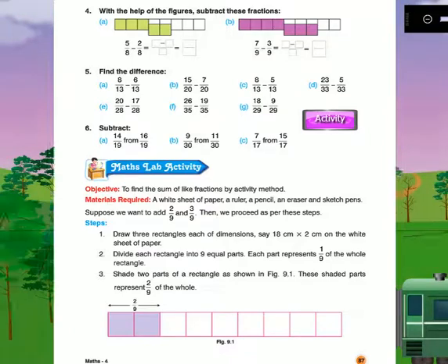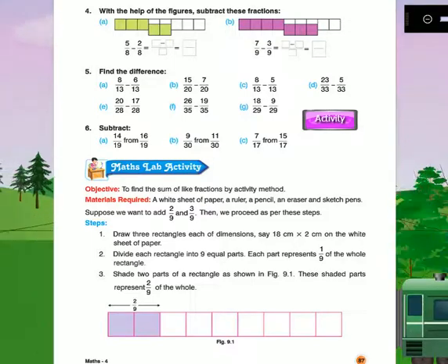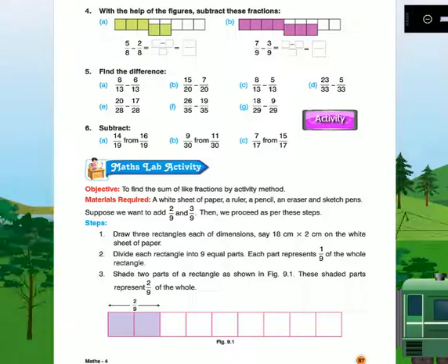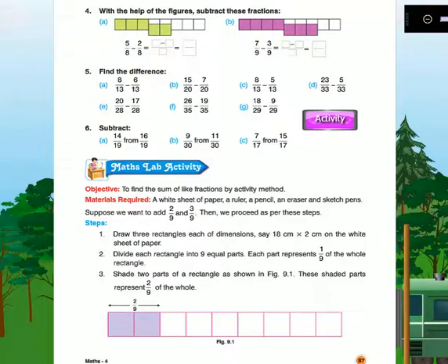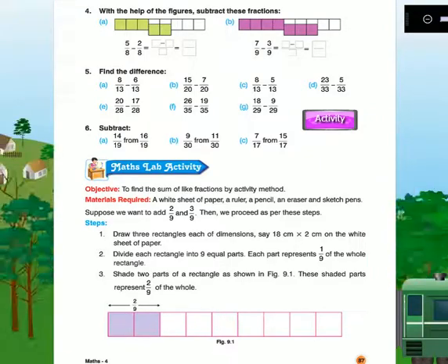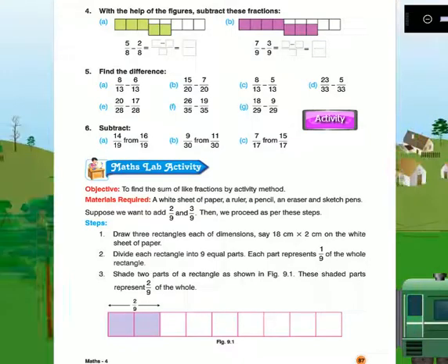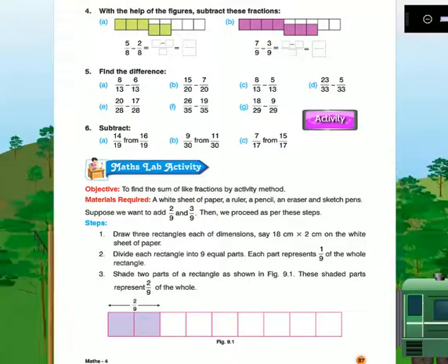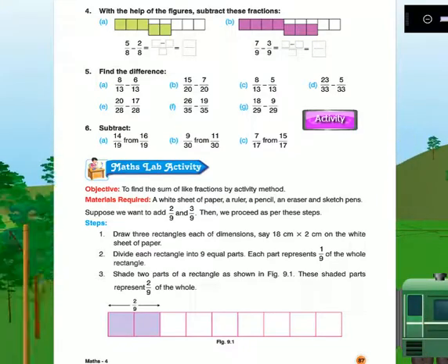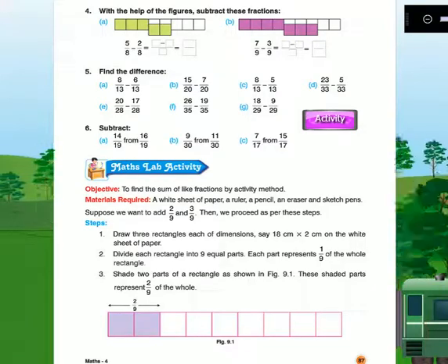Maths lab activity. Objective: to find the sum of like fractions by activity method. Materials required: a white sheet of paper, a ruler, a pencil, an eraser and sketch pens. Suppose we want to add 2 by 9 and 3 by 9. Then we proceed as per these steps. Draw 3 rectangles each of dimensions, say 18 centimeters by 2 centimeters, on the white sheet of paper. Divide each rectangle into 9 equal parts. Each part represents 1 by 9 of the whole rectangle.